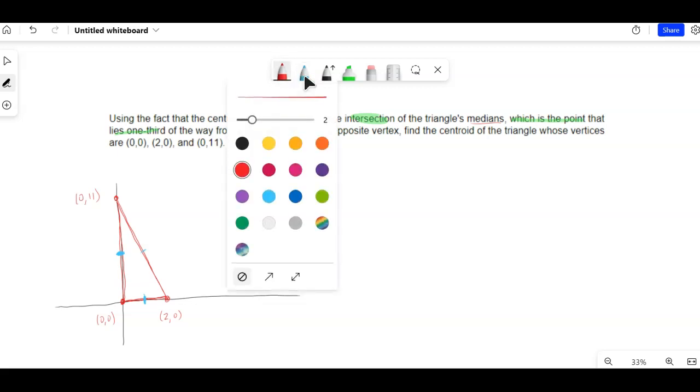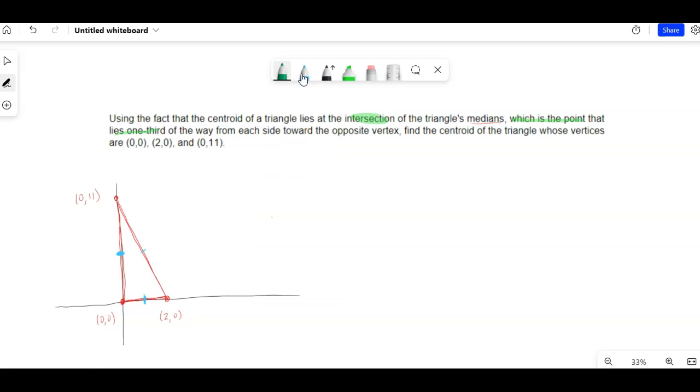If you look at the way it's worded, the rest of it's fine: intersection of the triangle's medians. So we go to the opposite vertex and connect the median. We go to the opposite vertex and connect the median. And if I did the same thing here, that line should go right through the middle there. What I want you to see is this point of intersection is what they're after. That's the point they're talking about.